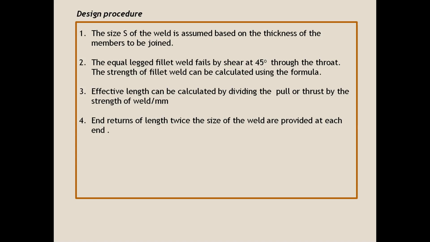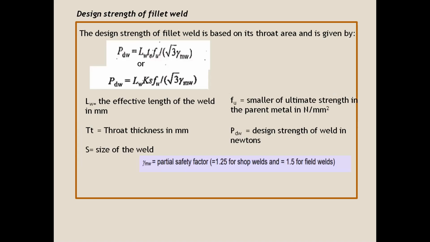First, the size of the fillet weld is assumed based on the thickness you have to join, and the equal legged fillet weld fails by shear at 45 degrees through the throat; you have to maintain that 45 degree angle. The strength of the fillet weld can be calculated using the formula. Design strength of the weld, you have to use the formula. I will explain the formulas.